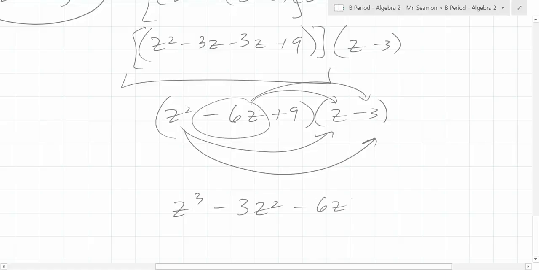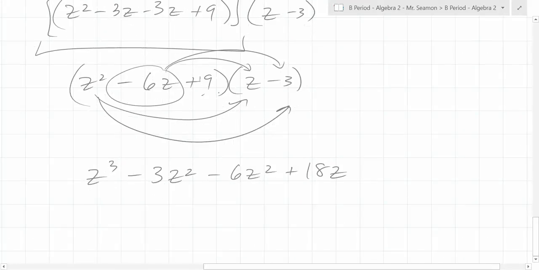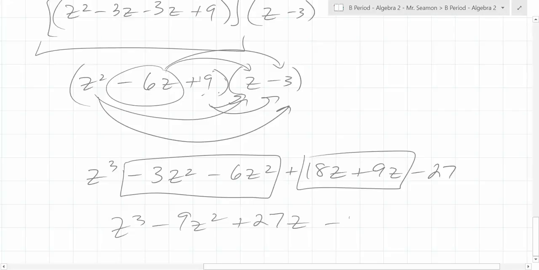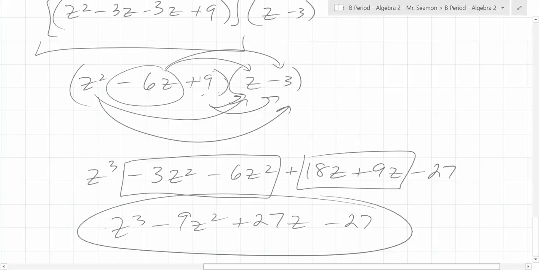What do you end up with? Negative 6z squared plus 18z. And then you do the 9 right here. You do the 9 plus 9z minus 27. Now you're theoretically done if you weren't simplifying, but can you combine some things there? Yeah, you have these two. What does that combine to? Negative 9z squared, and then what's this? 27z minus 27. And then you'd be done. Just do it piece by piece. Really, really just do it.